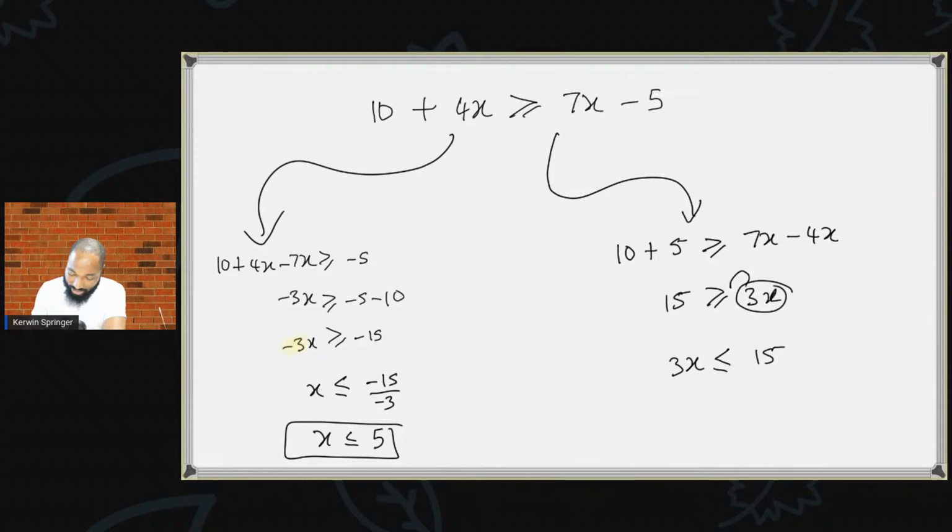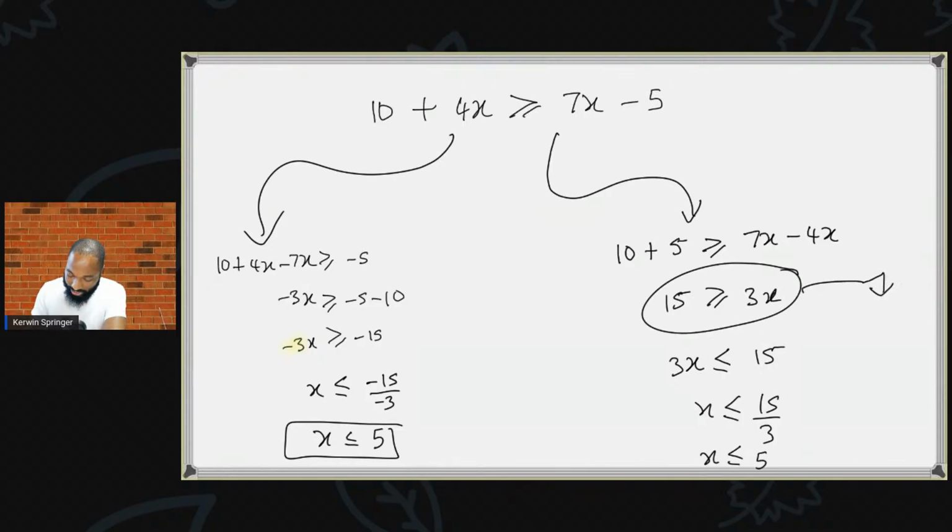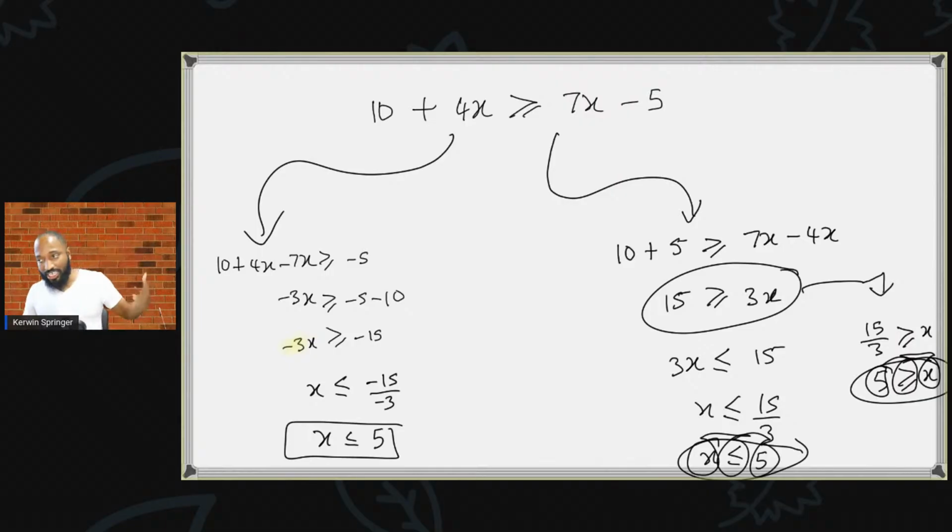You understand? And then you bring across the 3. So you have 15 over 3, and you end up in the same situation, 5. Or some people will just keep going here, and you'll end up like this, 15 over 3x. And this, believe it or not, is saying the same thing as this. This is saying 5 is more than or equal to x, and this is saying x is less than or equal to 5, which is the same thing. It's the same thing.